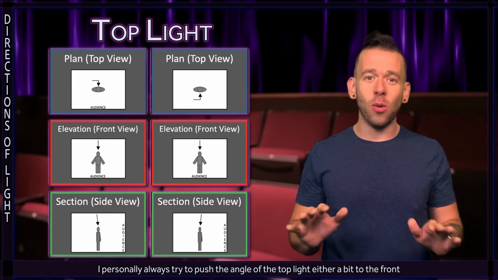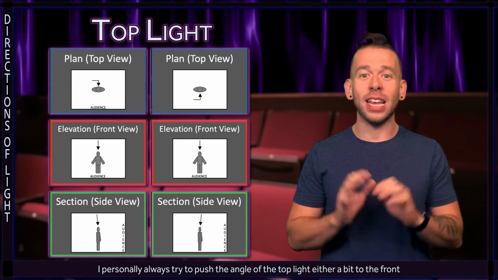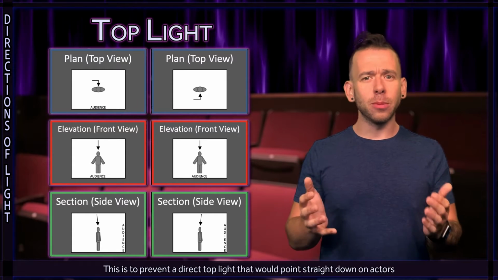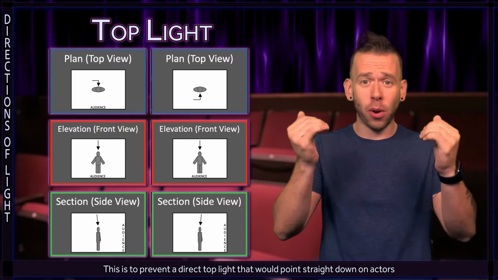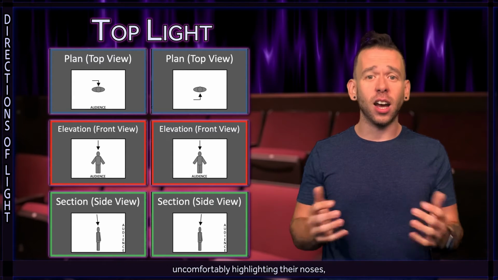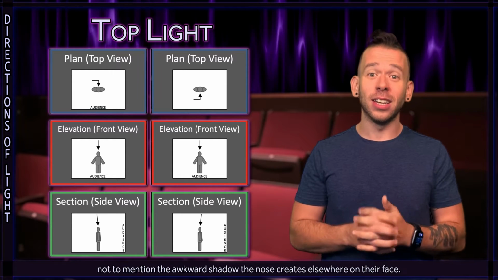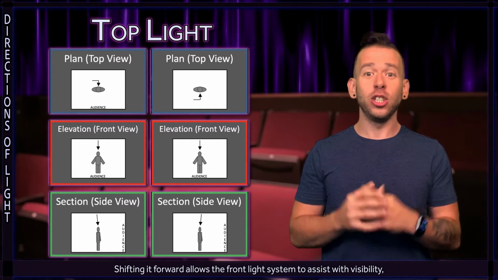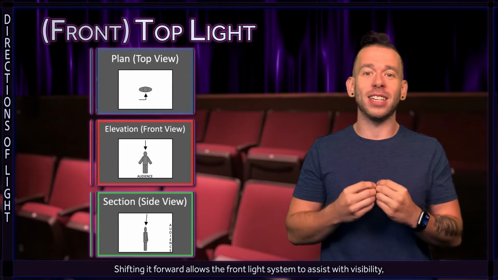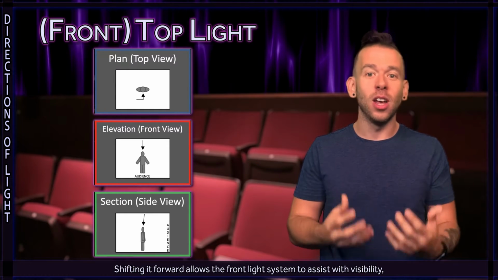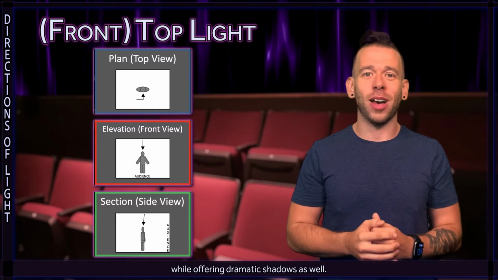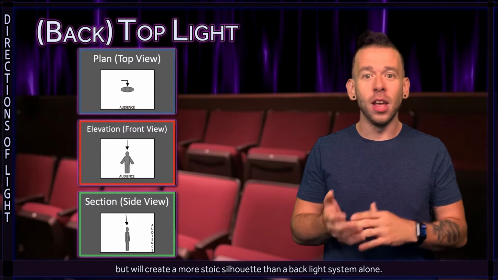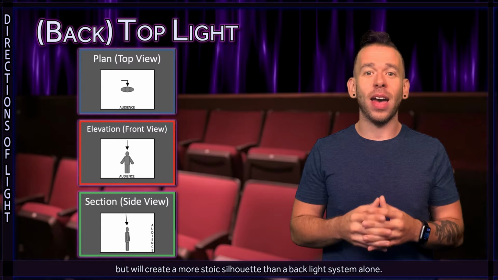I personally always try to push the angle of the top light either a bit to the front or a bit to the back of the actor. This is to prevent a direct top light that would point straight down on actors, uncomfortably highlighting their noses, not to mention the awkward shadow the nose creates elsewhere on the face. Shifting it forward allows the front light system to assist with visibility while offering dramatic shadows as well. A back top lighting system won't help much with visibility, but will create a more stoic silhouette than a backlight system alone.